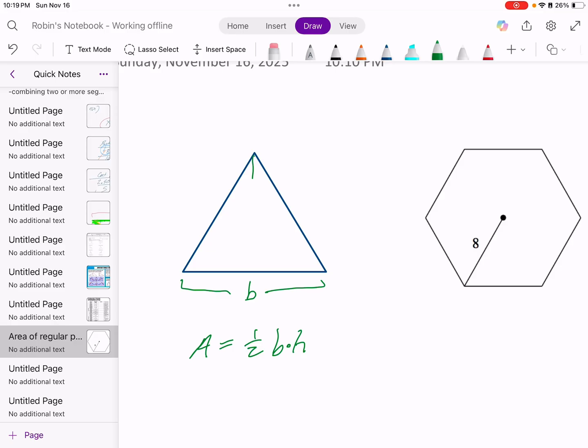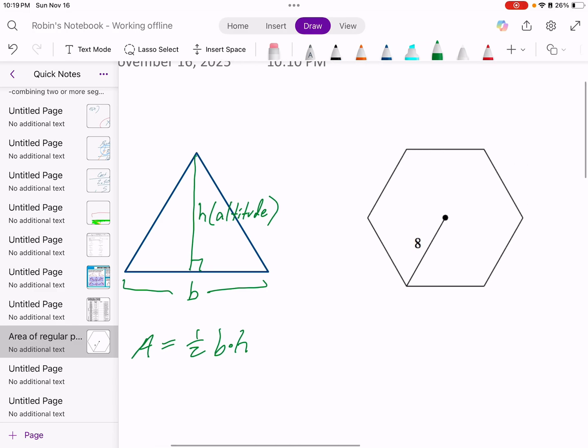The height, as you know, is an altitude of a triangle. So this is my base, and this is my height. I'm going to put in the altitude in here. That's your normal thing. Now, regular polygons, remember, it's really just a bunch of congruent triangles on the inside.